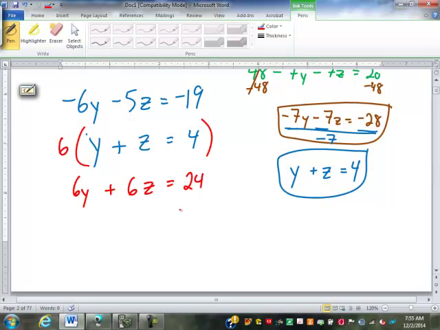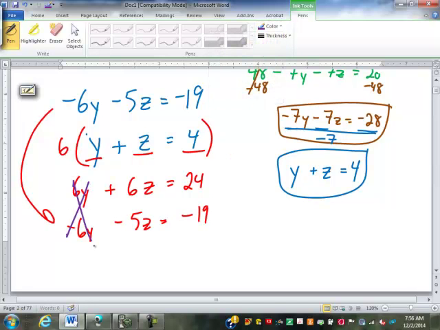Everybody see where that came from? 6 times y is 6y, 6 times z is 6z, 6 times 4 is 24. Then I still have negative 6y and minus 5z equals negative 19. Negative 6y and 6y cancel out. 6z and negative 5z is just 1z, or z. 24 and negative 19 is 5. Z equals 5.